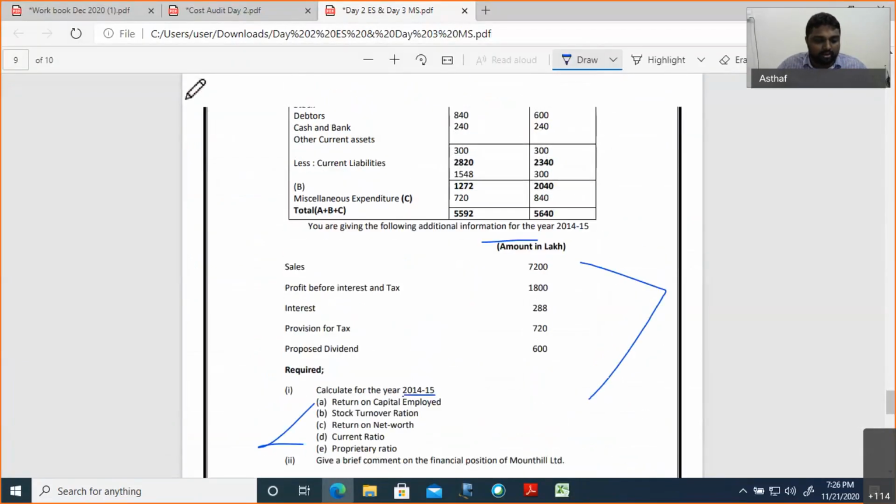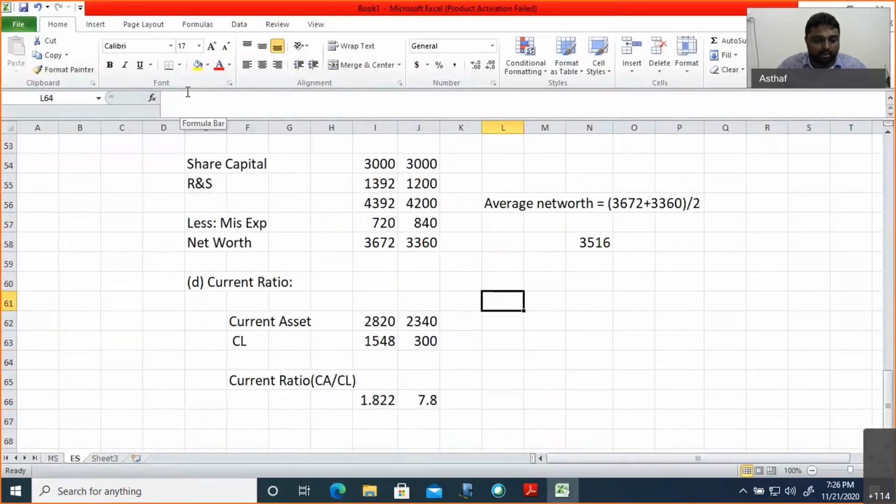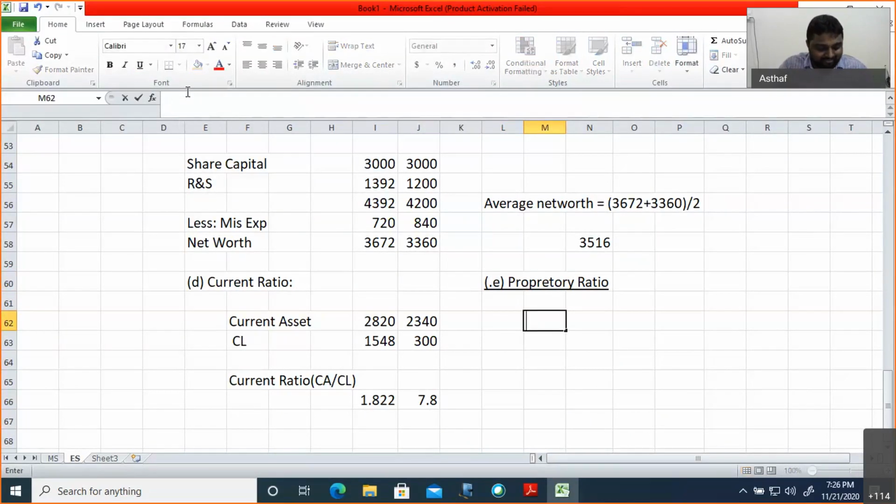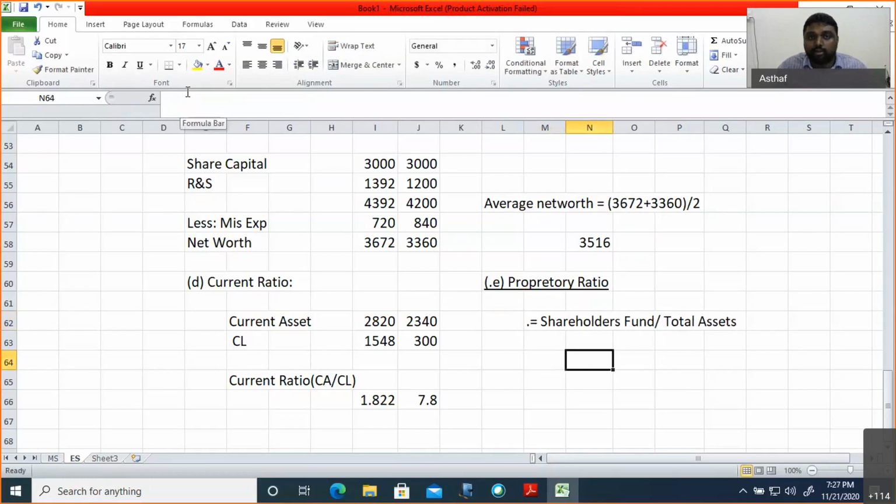What is the last item? Proprietary ratio. Last one. Proprietary ratio. So how to approach proprietary ratio? It's very easy. Shareholders fund divided by total assets. Shareholders fund by total assets.